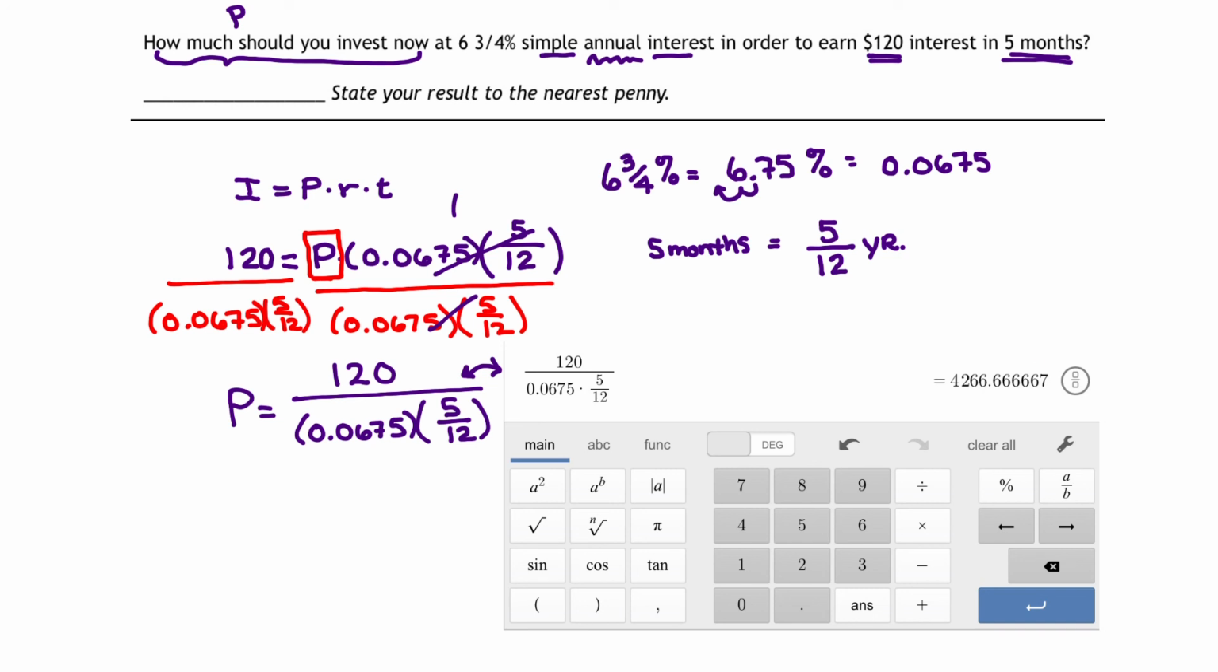And it gives me the answer right here of $4,266, and rounding to the nearest cent would be 67 cents. So that's going to tell me that the principal I would need to invest in order to earn the $120 interest is $4,266.67. It's that simple.